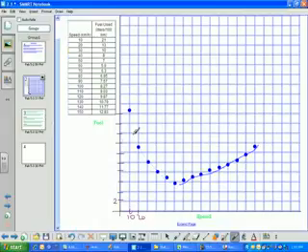However, if I had to name this one, I would say it's a quadratic because of its parabola-shaped relationship. And again, because these points are very closely related, I would say they have a strong relationship.